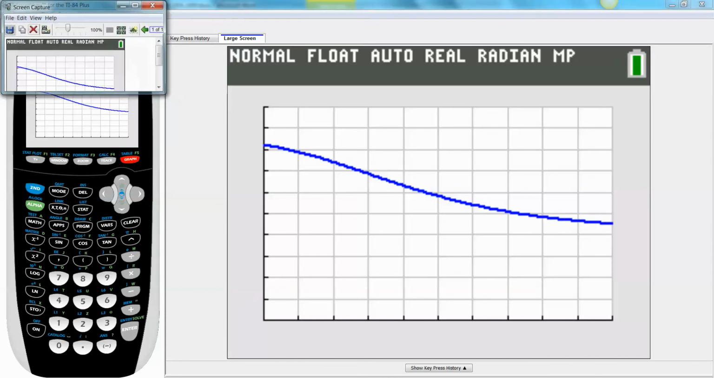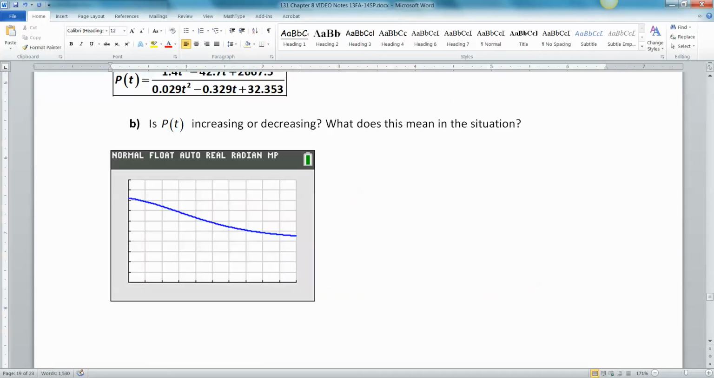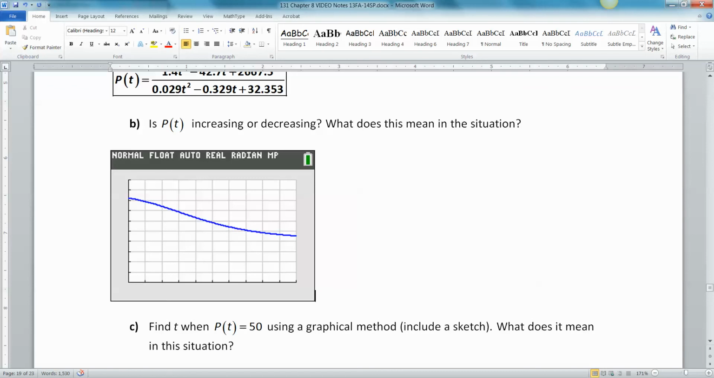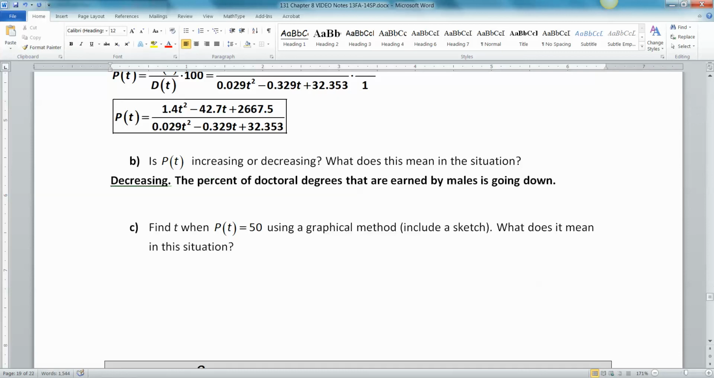All right, so let me grab a picture of that and we can put that right on the paper as a quick sketch of what's going on. Oh, it looks like we're going to need a sketch of it anyway in the next problem. All right, so are we increasing or decreasing? We are decreasing. So that means the percent of doctoral degrees that are earned by males is going down, right? Which probably means the percent earned by females is going up, right?